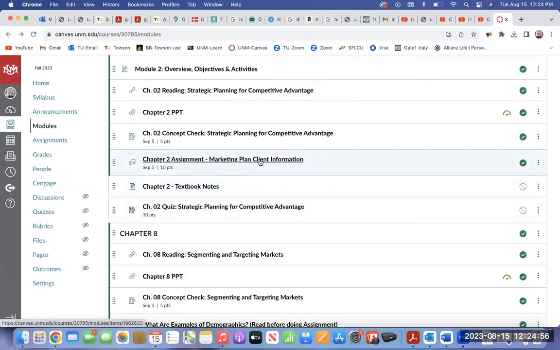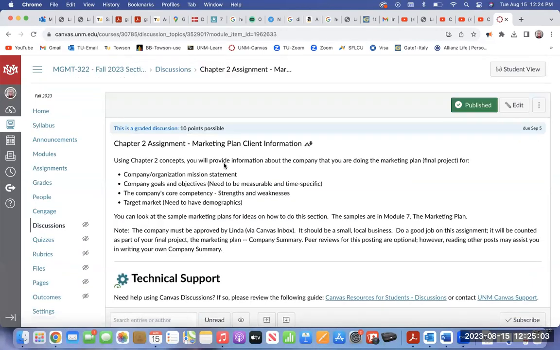All right, so let me just touch base here. This chapter 2 assignment, like I said, this is about your marketing plan, and you're going to go and ask your client, the owner or manager of this small or medium-sized business that you've selected for your final project, this is your client. You're going to ask, what is the mission statement? If there's no mission statement, you have to write one for them.